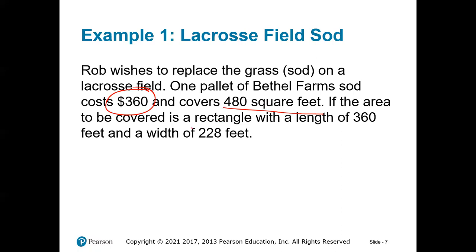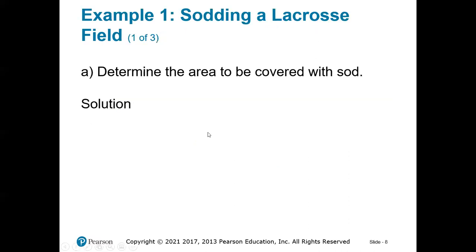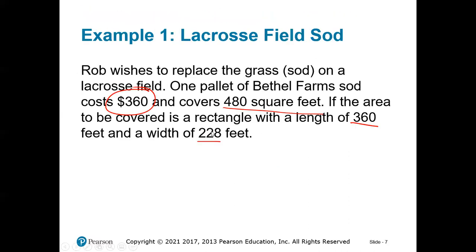If the area to be covered is a rectangle with length 360 feet and width 228 feet, what's the question here? We'd like to know how much it will cost to cover this rectangular field, and also how many pallets.